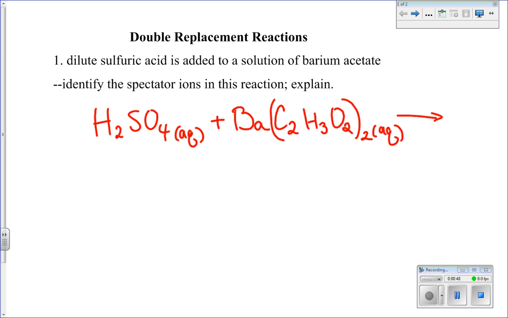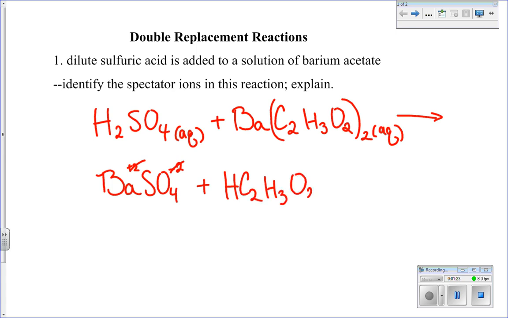Well, I'm going to write down at the bottom the products. So I'm just going to write the complete reaction to start with. So it's just a double replacement reaction. And so what's going to happen is I'm going to get some barium sulfate. Barium again +2. Sulfate is -2. So therefore the +2 and the -2 cancel out. And I'm going to get some acetic acid because the H is +1 along with the acetate, which is -1. And so that is acetic acid.